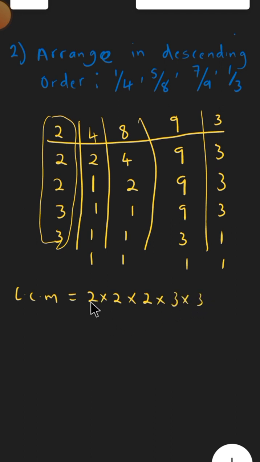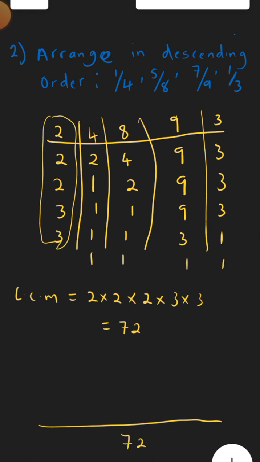All right, so 2 times 2 is 4. 4 times 2 is 8. 8 times 3 is what? 24. And 24 times 3 will give us 72. All right, so our LCM here is 72. What are we going to do? We are going to write our 72 down here.